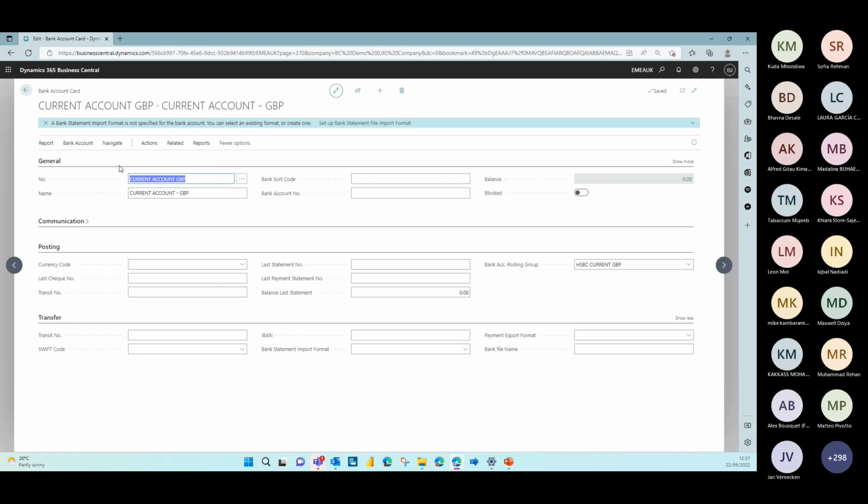So I'm going to receive money from the customer.